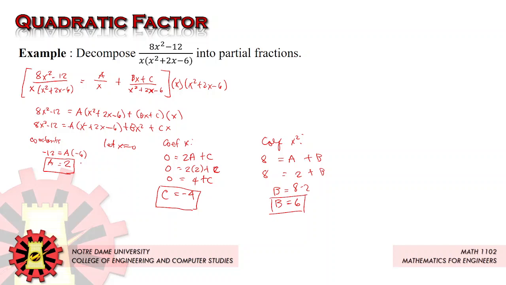So, we have the three values for A, B, and C. We're just going to substitute them. So that's 2 over x plus, our B is 6, so 6x minus, because C is negative 4, minus 4, all over x squared plus 2x minus 6. This would be our final answer.